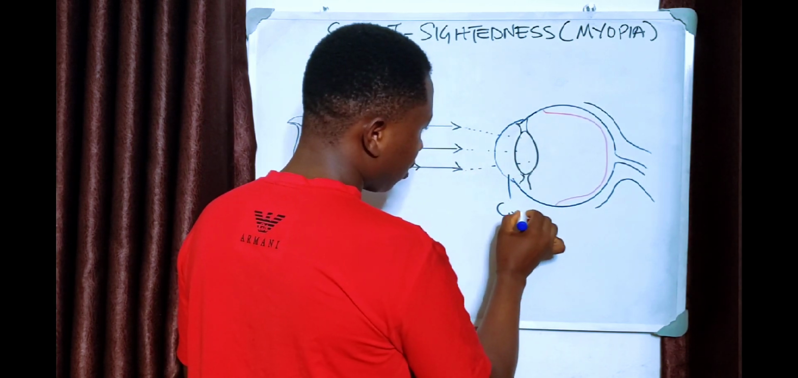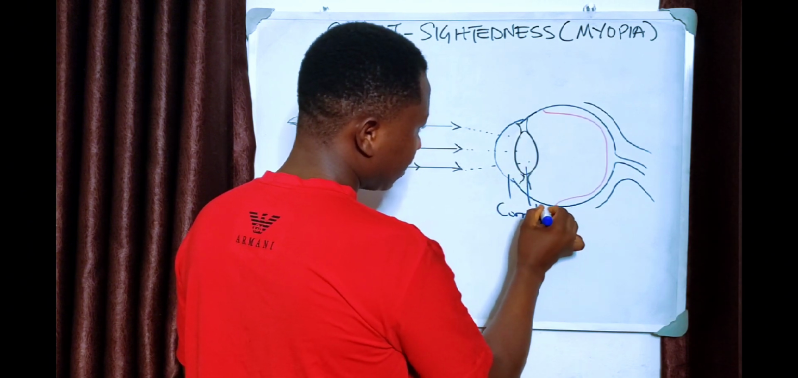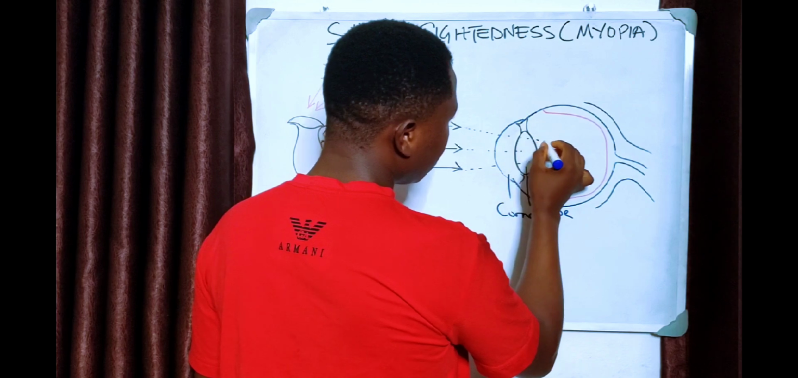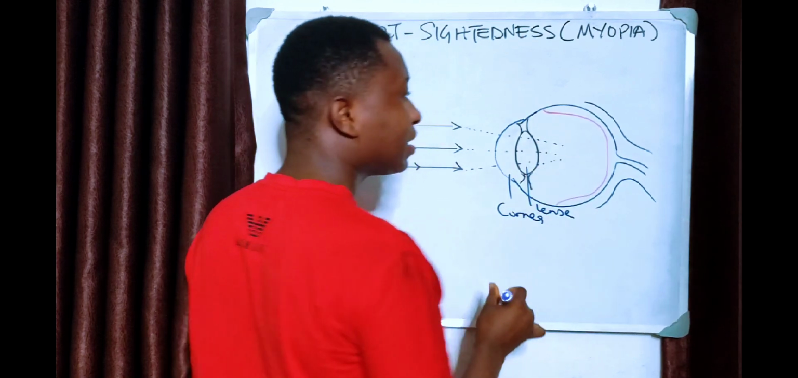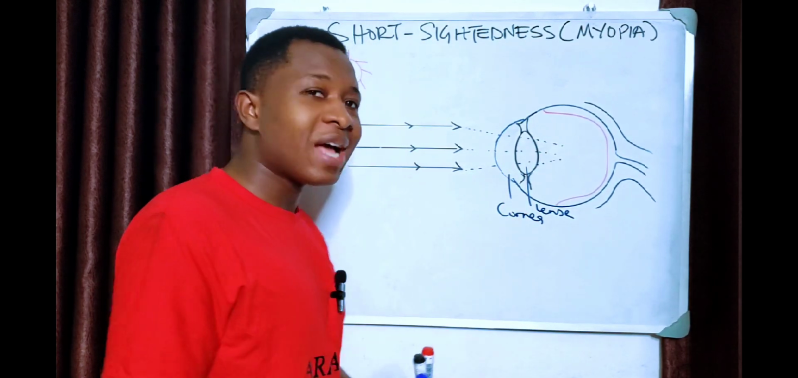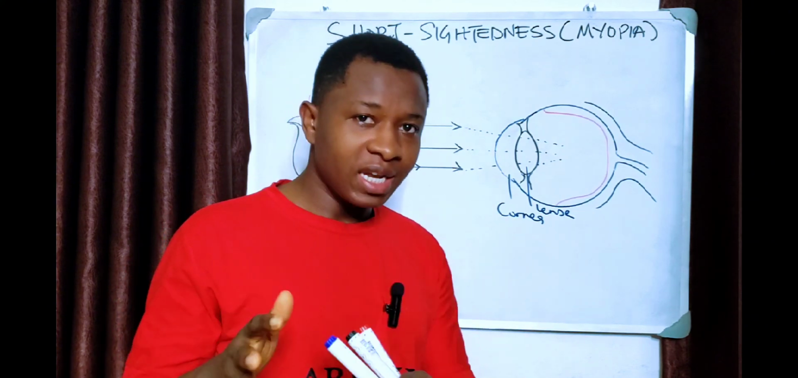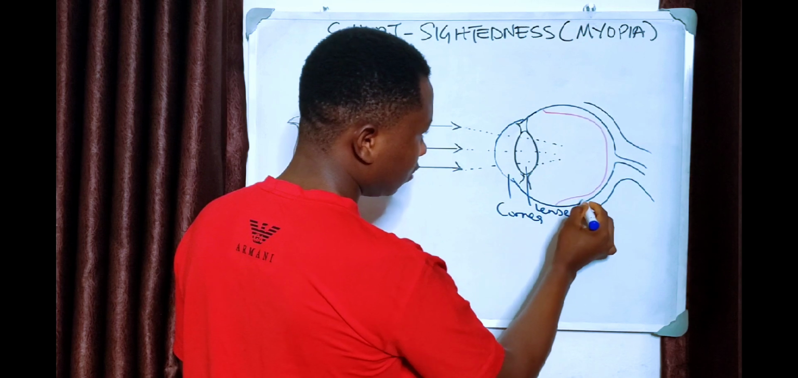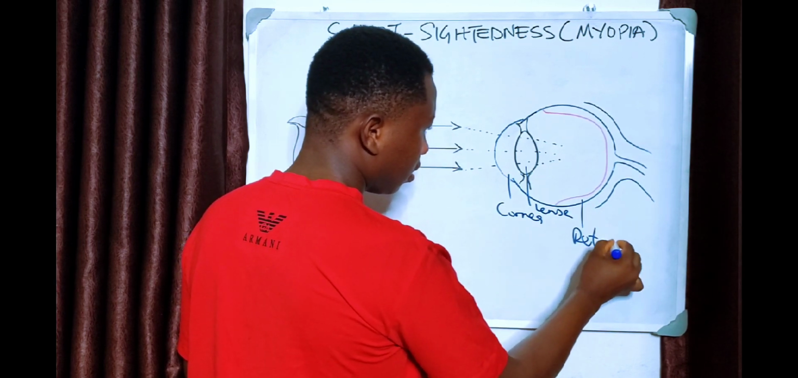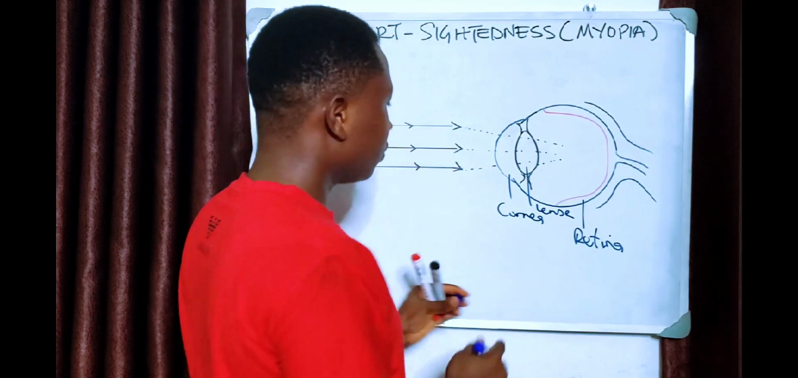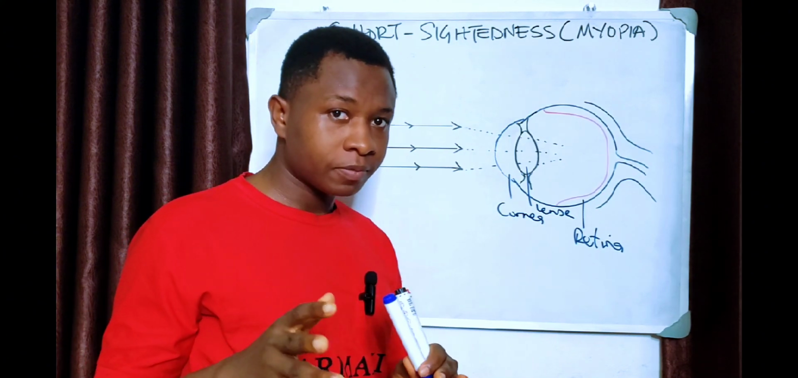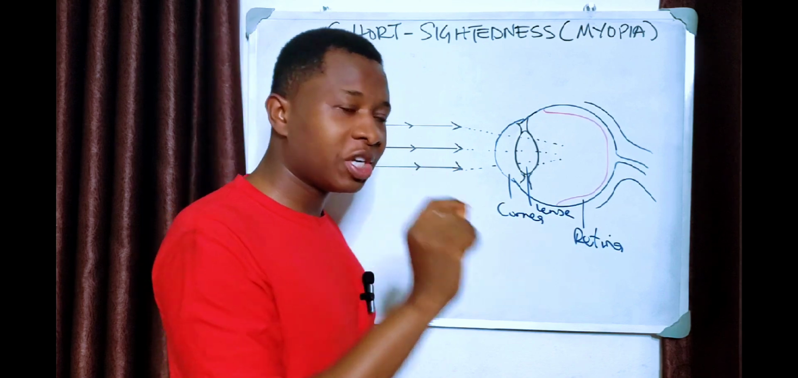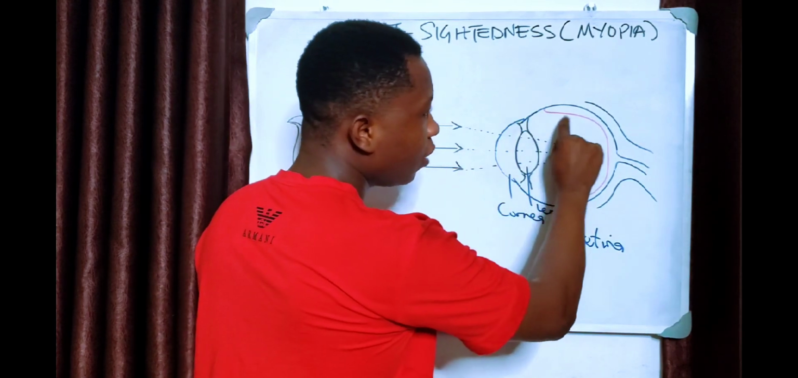This is the cornea, and this is the lens. It begins to converge at a point known as the retina. It is on the retina that images are formed, and this is the retina. The images are formed on the retina. So normally, this light ray is supposed to converge at this point.